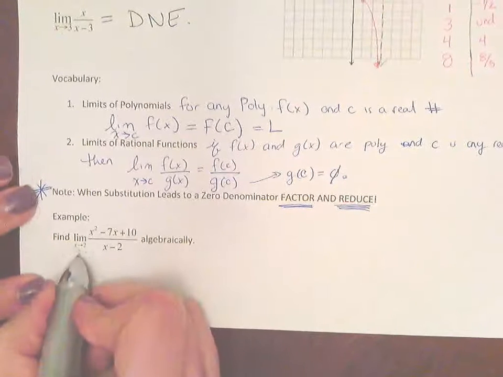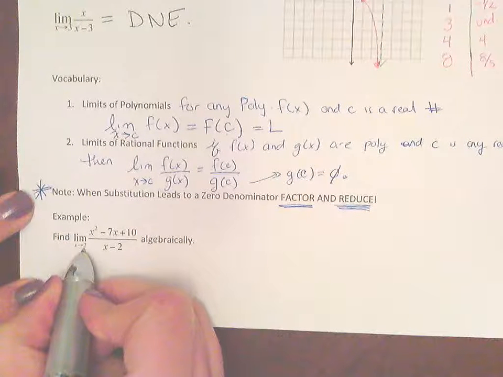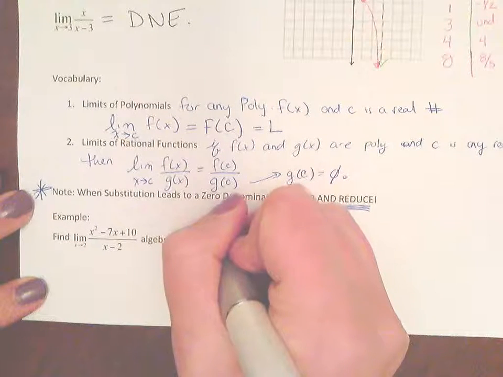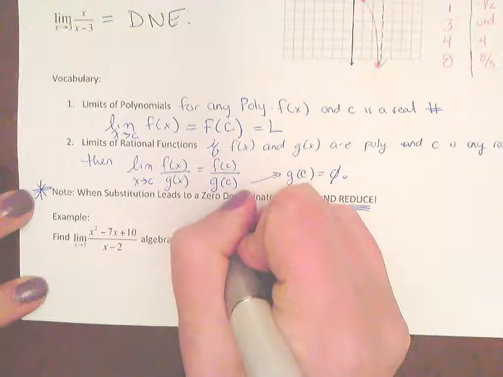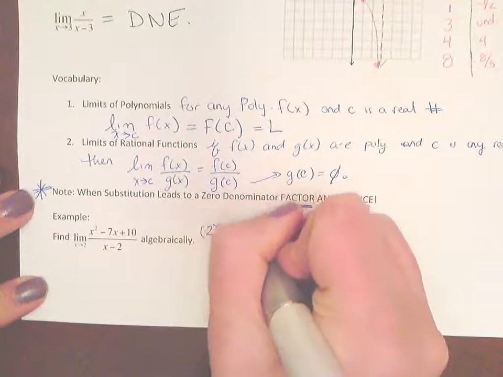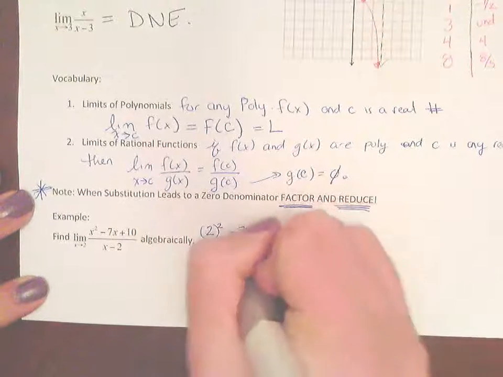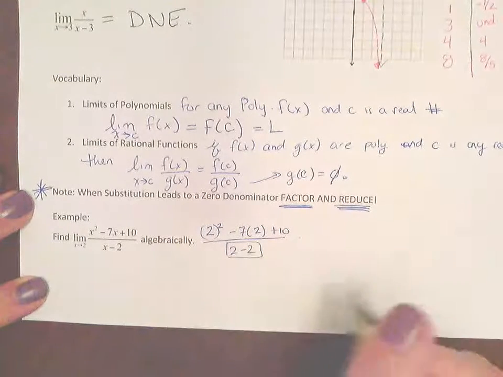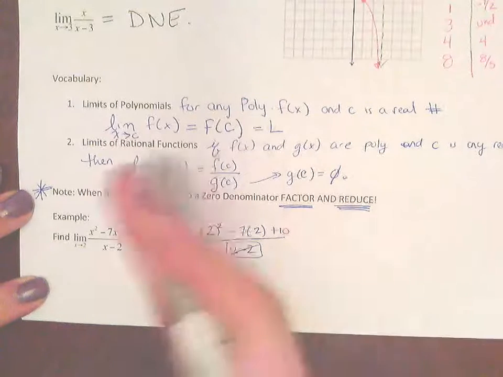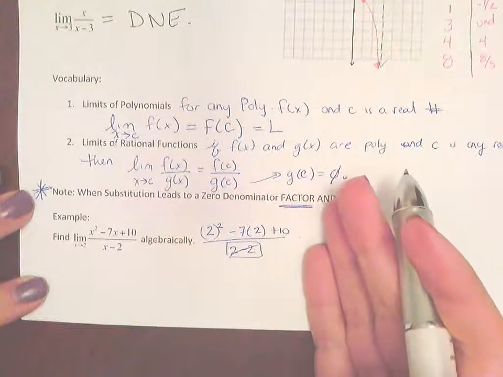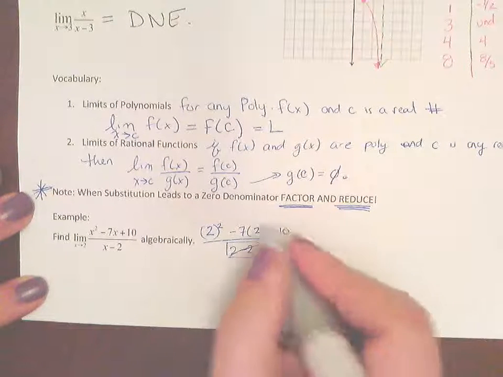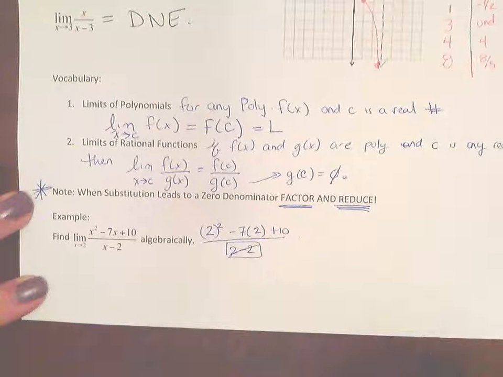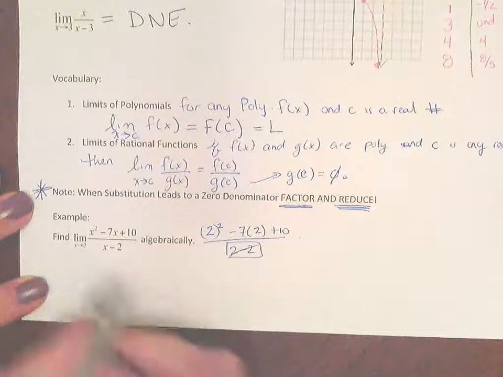So here's our first example. Limit as x approaches 2 of this rational function. So first I'm going to try to solve it by substitution. So I'm going to plug in 2. So 2 squared minus 7 times 2 plus 10 over 2 minus 2. So right away you notice what happens here. You end up with a 0. So I can't solve this the way that it is. So really what this is telling me is graphically there is no limit that exists as x approaches 2.